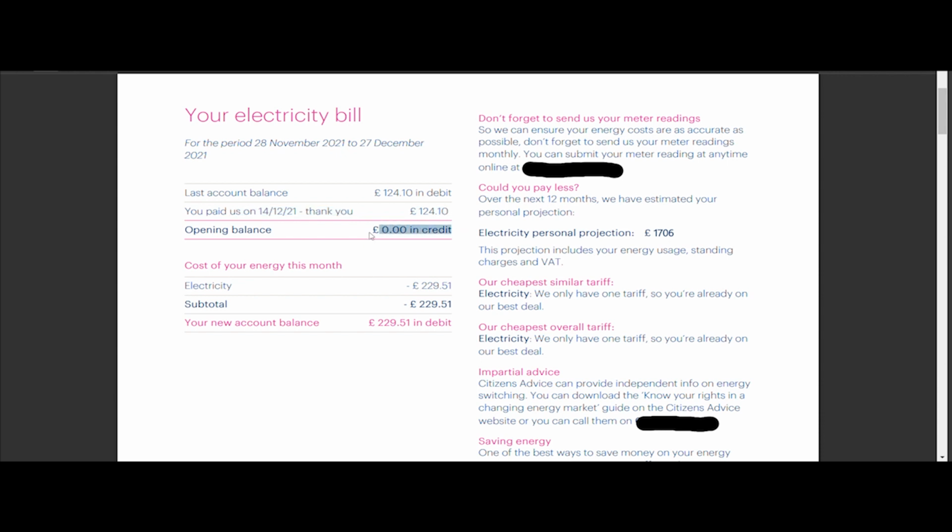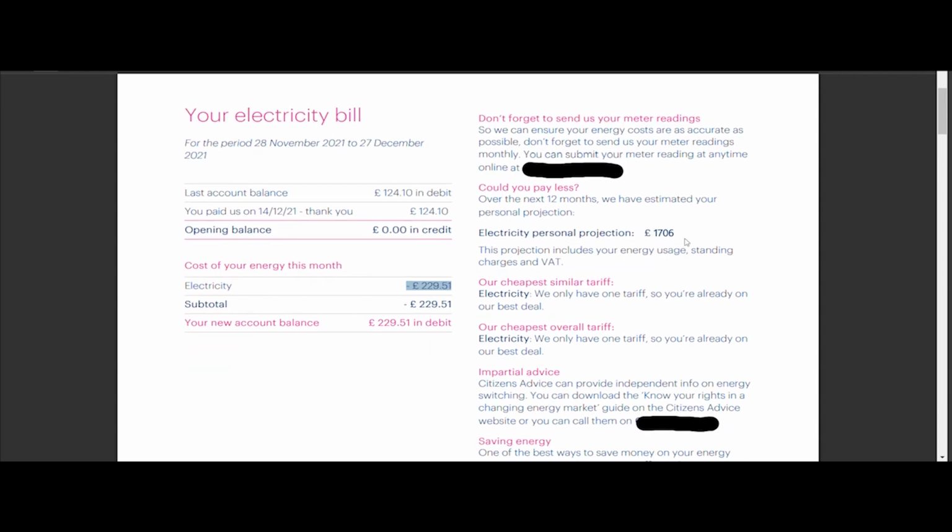Here it shows credit, which means that you have overpaid, or you have a £0 balance. If this was showing as debit, it means that you are past due, or you have a debt with them which you are paying off, or you have arrears with them. Then you have this amount, which is your normal usage for this month's billing cycle.